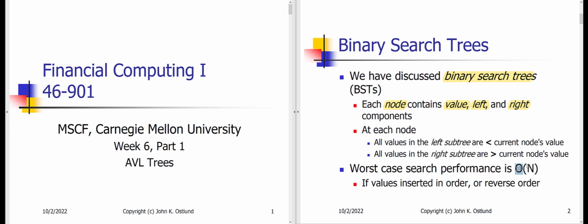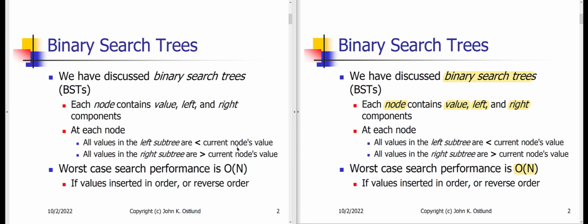Now, because it's possible to enter values into the tree in a substantially ascending order or a substantially descending order, or because your modifications to the tree, such as deletions from the tree, might cause your tree to become more linear, the worst case search time, and therefore the worst case insert time and delete time, is order n. And we would like to avoid having that ever happen.